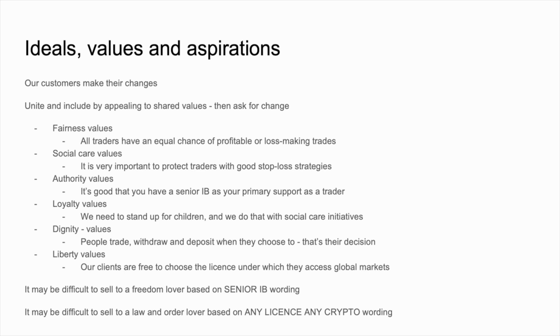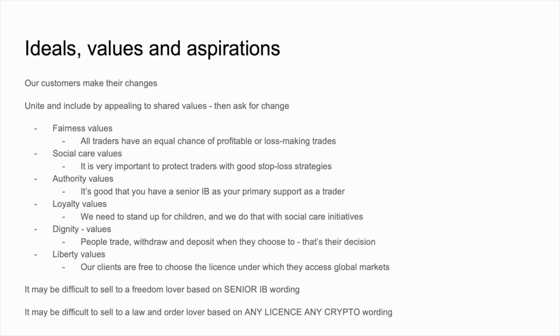Dignity values. Well, people trade, withdraw, and deposit when they choose to, and that's their decision. So I'm respecting the other part by saying that's their decision. So I'm appealing to the dignity values. And for some people, that's a common value that we can share. Or liberty values. Our clients are free to choose the license under which they access global markets. That's a liberty value, and some people will resonate with that.